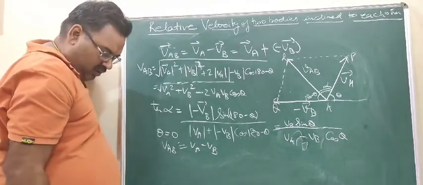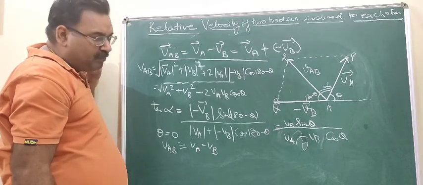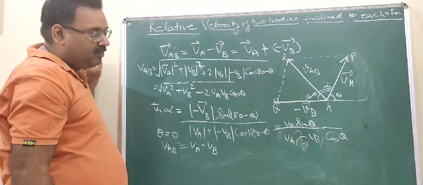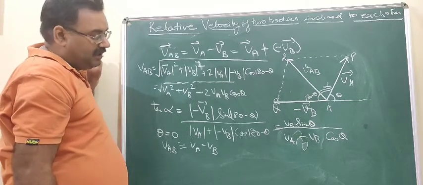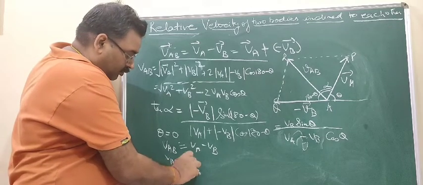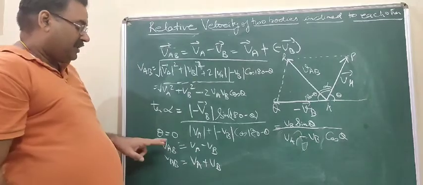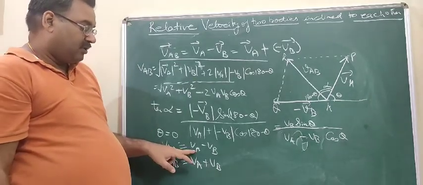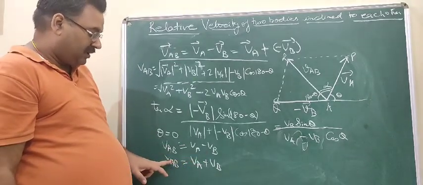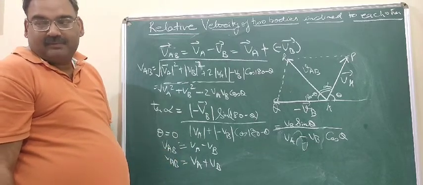Okay. And if they are moving in the opposite direction, then the VAB will be VA plus VB. If two objects are moving in the same direction, their relative velocity will be VA minus VB. If they are moving in opposite directions, it will be VA plus VB. Okay.